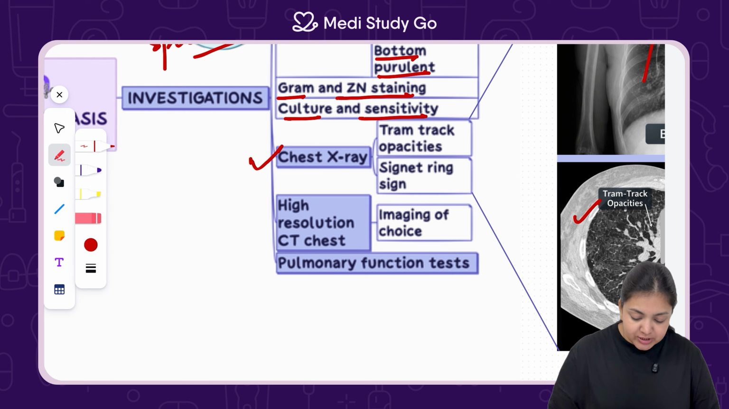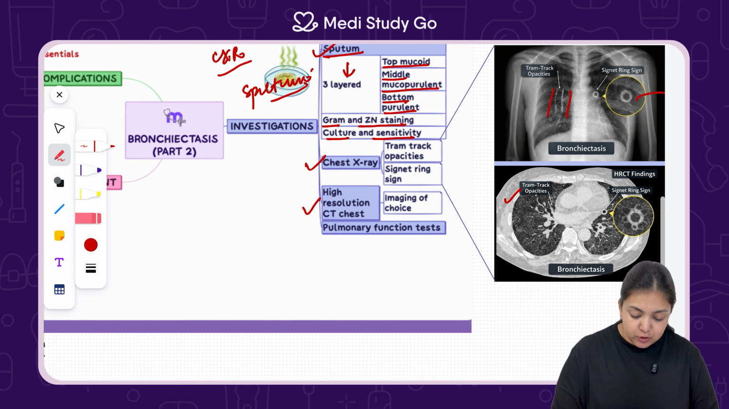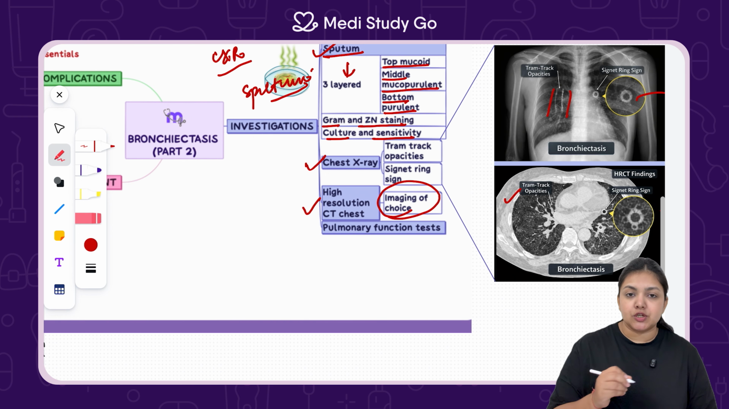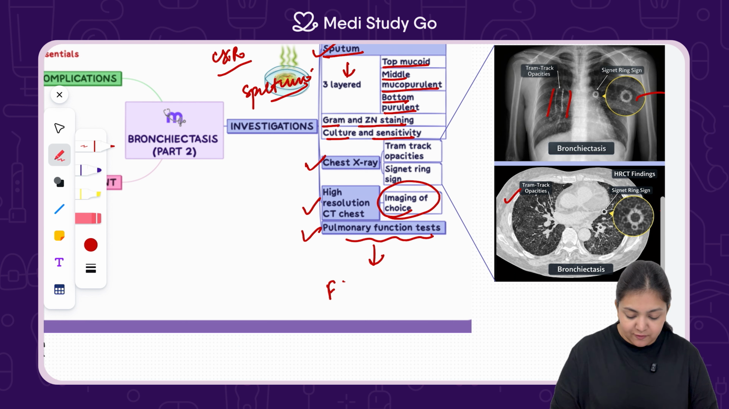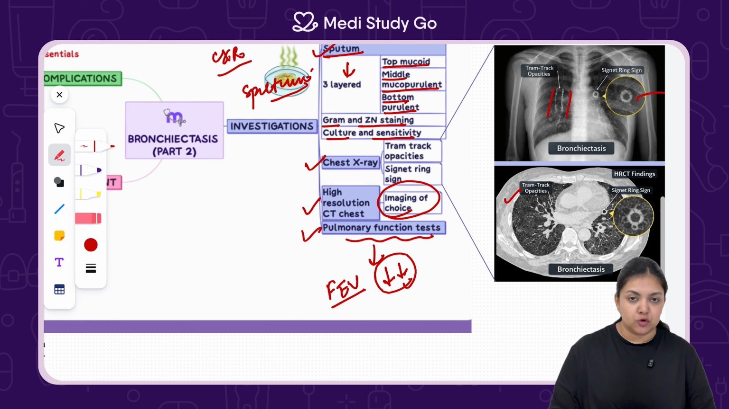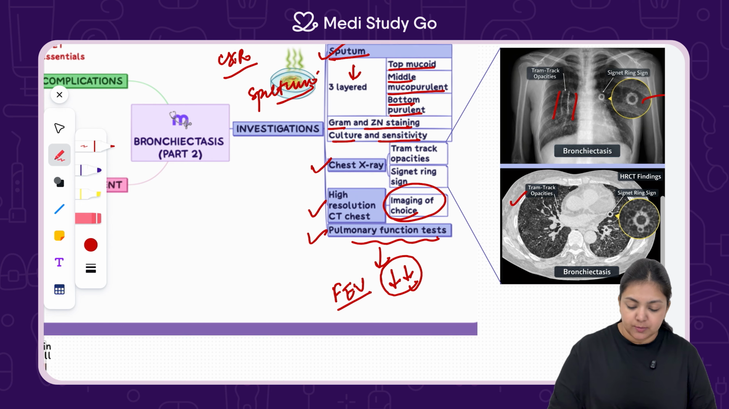Coming to high resolution chest CT, that is the imaging of choice, because it gives us thin sections of each part of the lung and we can visualize everything clearly. This also shows the characteristic signs. Also, pulmonary function test can be done, though this is the last test which we can do, because through this we can see FEV, and that will be decreased in this case because the patient is not able to inhale and exhale normally as he should. This forms the investigation part.